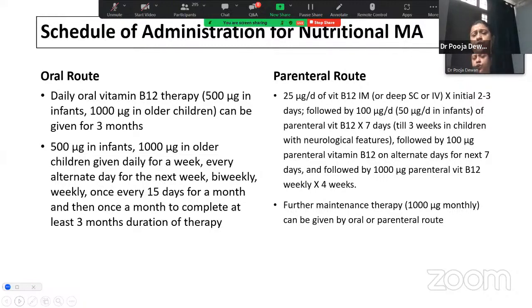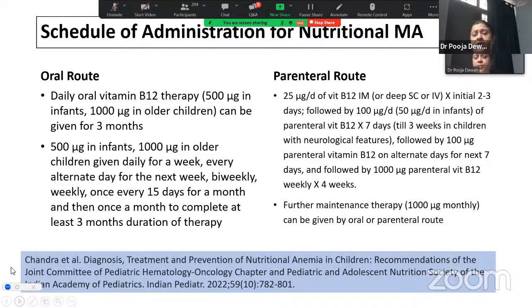What you can do is give 1,000 micrograms of parenteral vitamin B12 later on as even a monthly injection. But a lot of people prefer to give maintenance therapy with the oral route, and that is an acceptable treatment. So initial therapy can be parenteral, and maintenance therapy can be with high-dose oral B12.